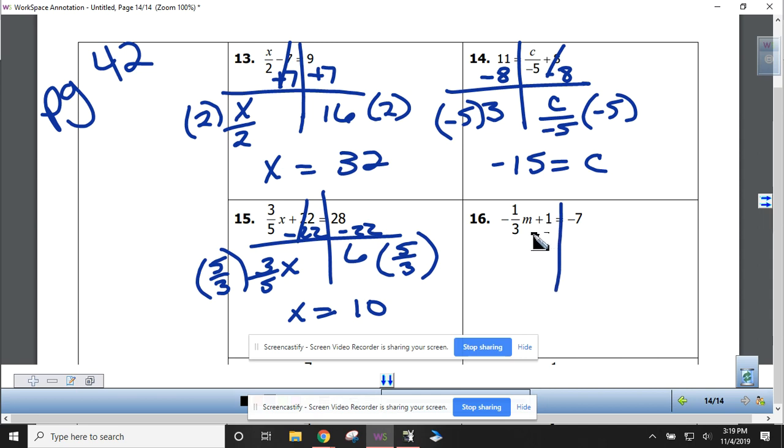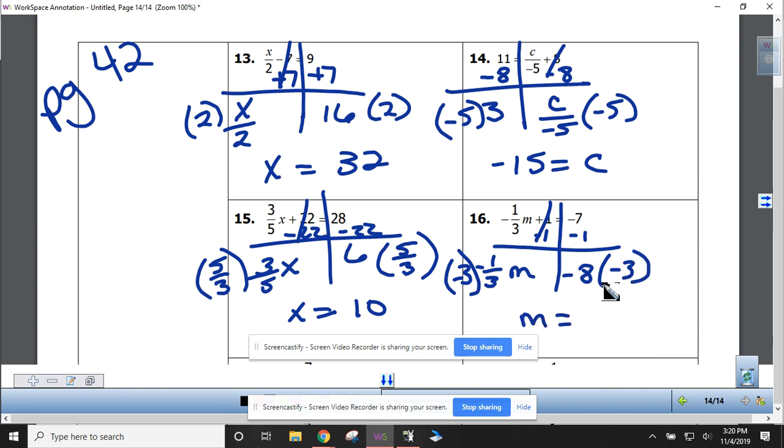I'm going to subtract 1 from each side. That's gone. I've got -1/3 m equals -8. I'm going to multiply by its reciprocal. Don't lose that negative sign. So that would become -3/1, which is -3. I get m equals +24.